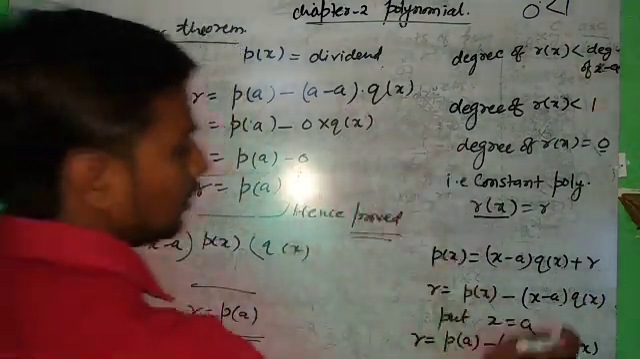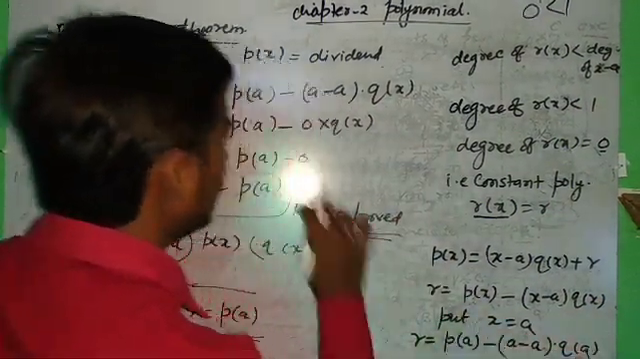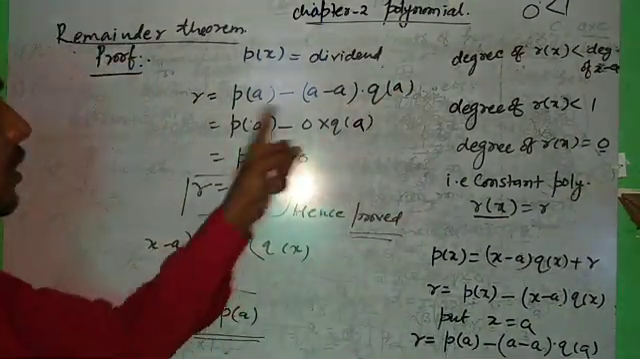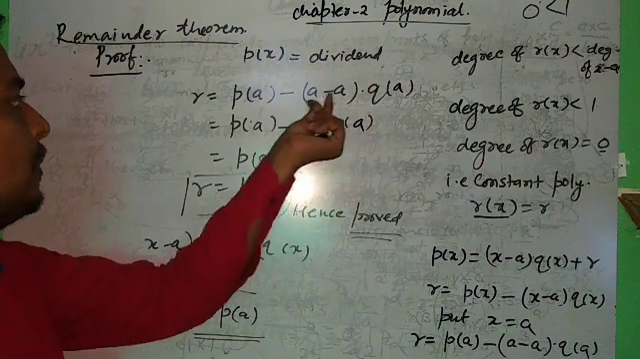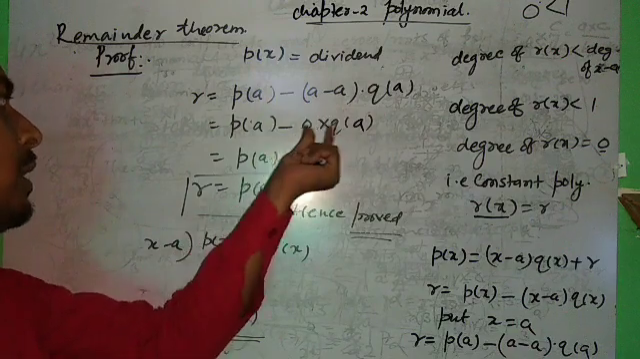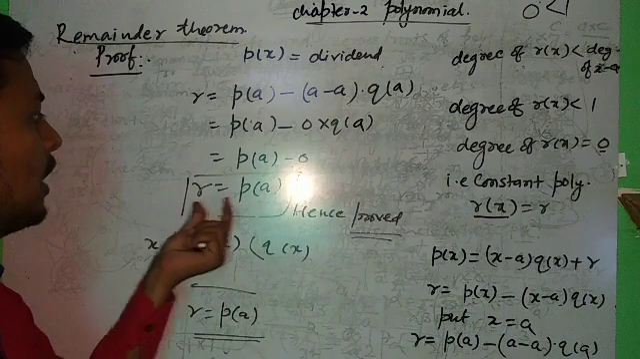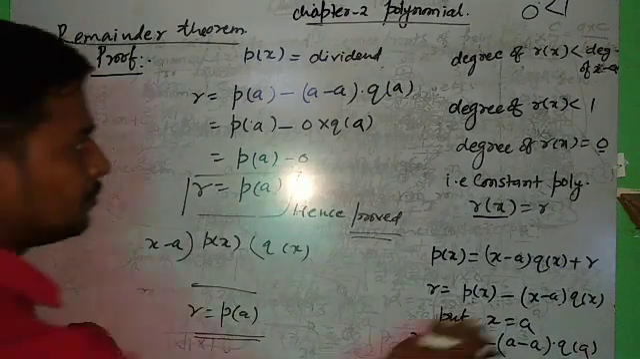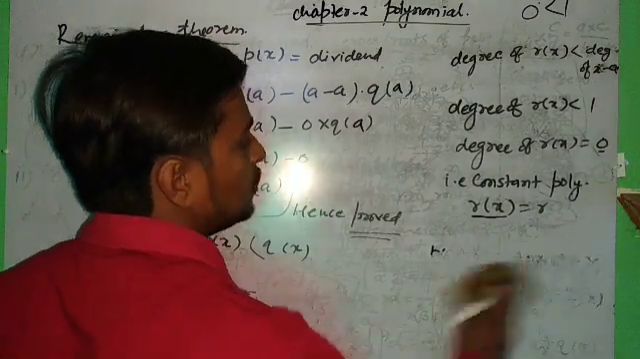Sorry, I am writing here, so you will write here a. So this will be Q(a). So a minus a is 0, 0 into any number is 0, P(a) minus 0. So r is equal to P(a). The remainder will be what? P(a). So now what is the use of this?